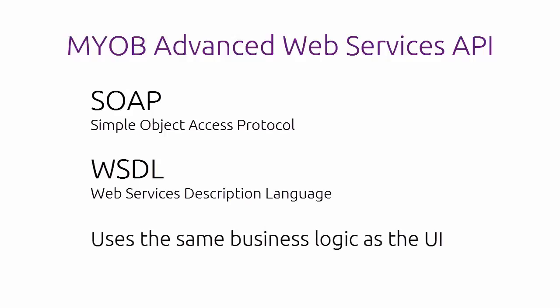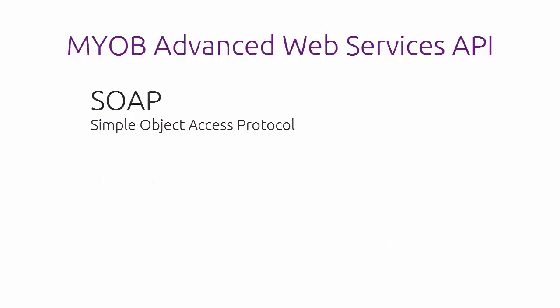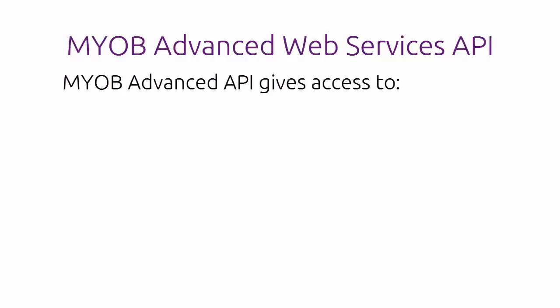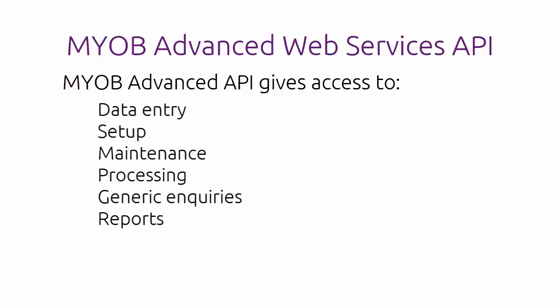Every operation that uses the MYOB Advanced API is executed through the same business logic layer as the user interface. This ensures functionality and database integrity of the application, regardless of the way it was accessed. All the functionality of the application is available through the Web Services API. This includes web pages for data entry, setup, maintenance, processing, generic inquiries, and even reports.